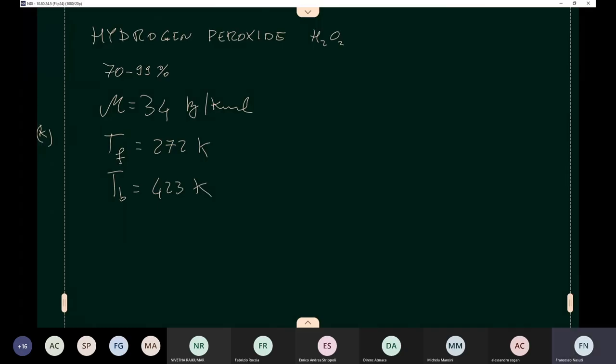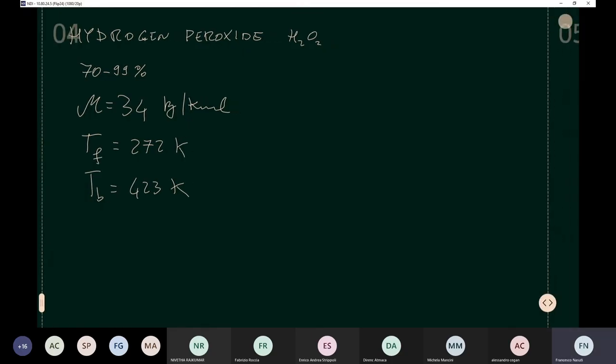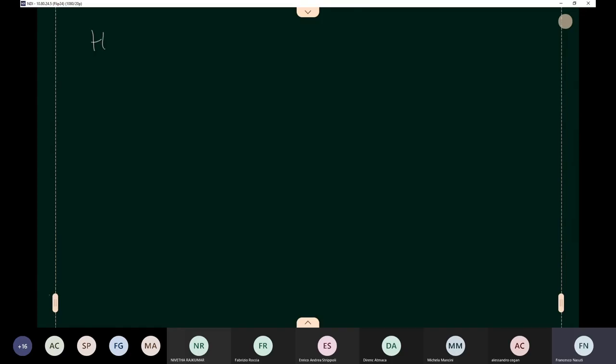So we mentioned the oxidizers: oxygen, nitrogen tetroxide, nitric acid, fluorine, and hydrogen peroxide. We move now to fuels. So fuels you have to see on the other side, on the left side of the periodic table. And the first that we can consider is hydrogen, H2.